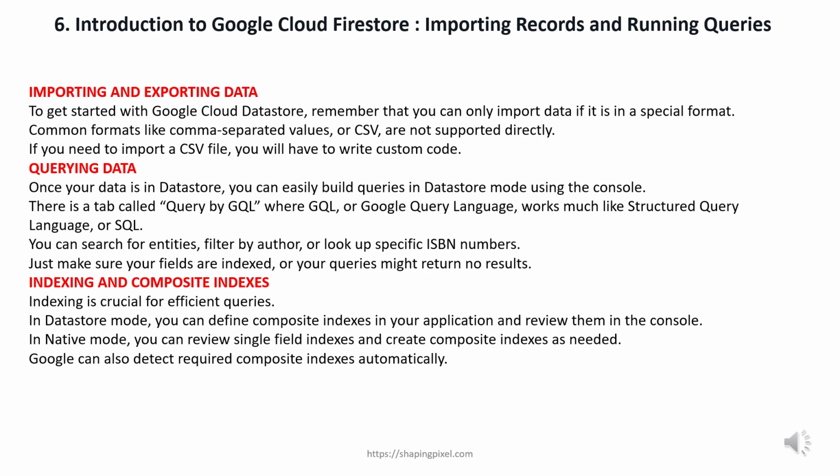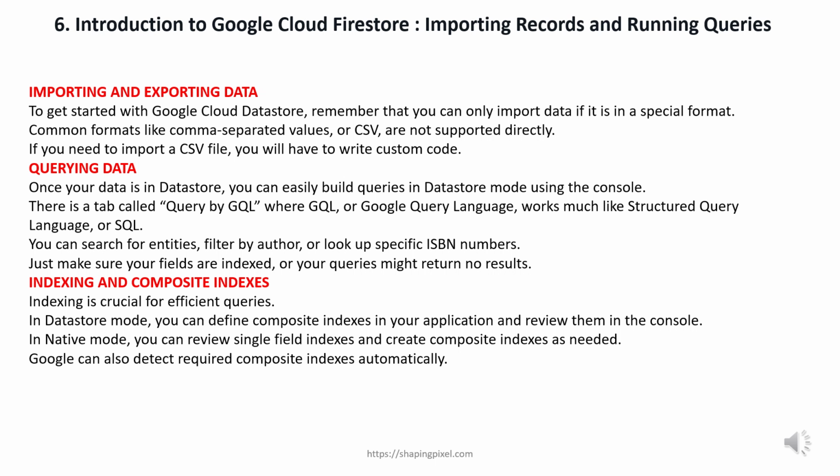Once your data is in Datastore, you can easily build queries in Datastore mode using the console. There is a tab called Query by GQL, where GQL, or Google Query Language, works much like Structured Query Language, or SQL. You can search for entities, filter by author, or look up specific ISBN numbers. Just make sure your fields are indexed, or your queries might return no results.